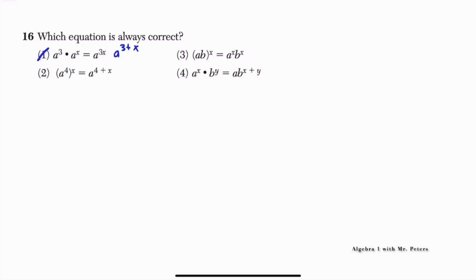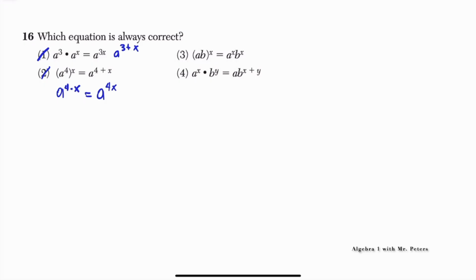Now when we get over to answer choice number 2, a to the 4th power, and we're raising it to the x power, this is the power of a power rule, meaning we're going to take a to the 4th and multiply our exponents. So we should get something like a to the 4x. So these two exponent rules for 1 and 2 have been flipped.